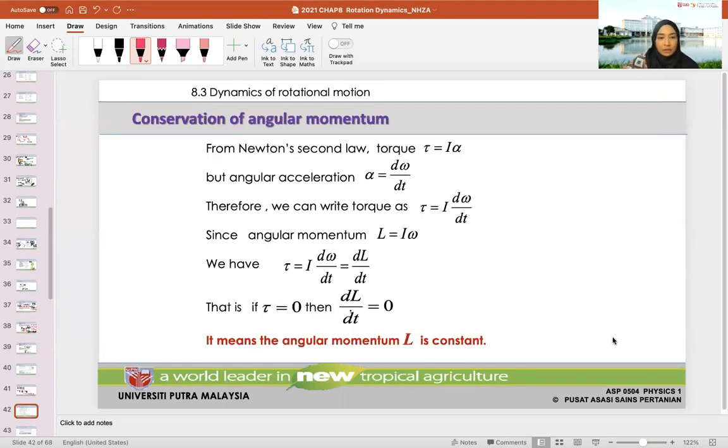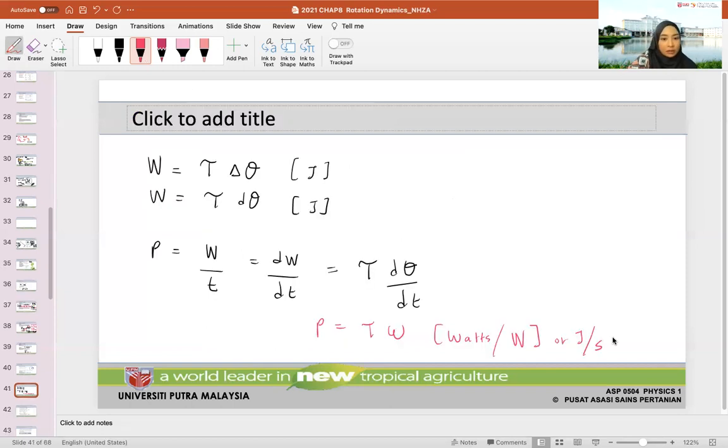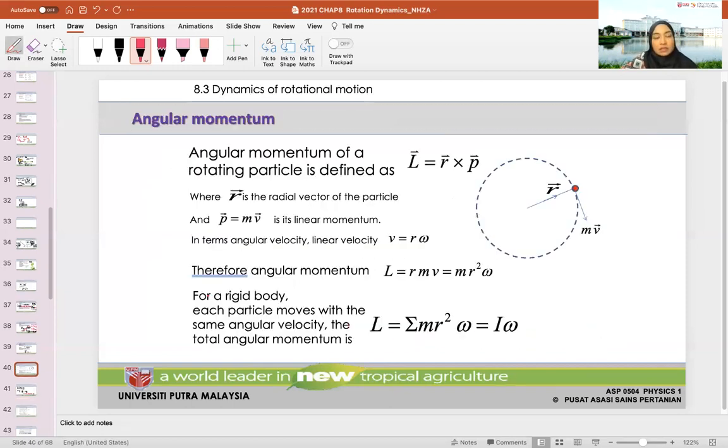Okay, next one. So now we're talking about angular momentum. Just now we talked about work, power, and W net, right? W net is equal to the change in kinetic energy, 1/2 I omega squared minus 1/2 I omega naught squared. So we can just convert the equation from linear to rotational. Quite easy if you ask me. So next one is angular momentum.